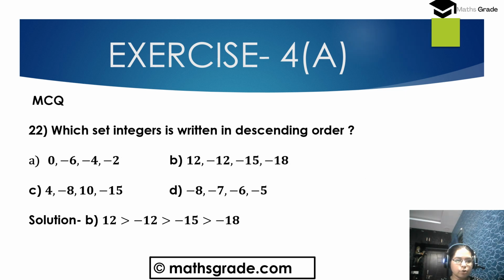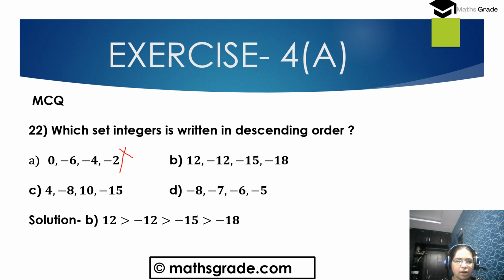Now we solve question number 22, MCQ. Which set of integers is written in descending order, that is greatest to the smallest? First option is 0, minus 6, minus 4, minus 2. Here the greatest integer is 0 and the smallest integer is minus 6. Starting with 0, then the smallest integer is minus 6, but here minus 2 is the last integer, so this is incorrect.